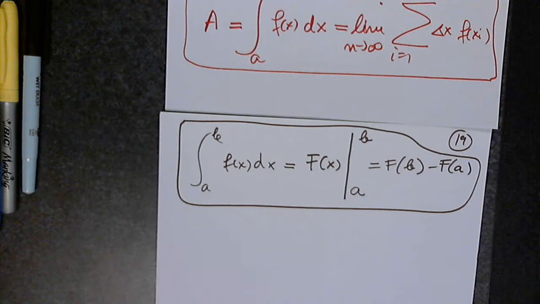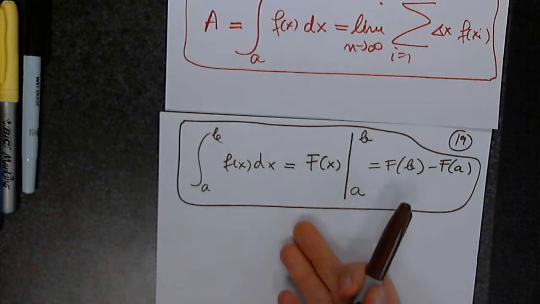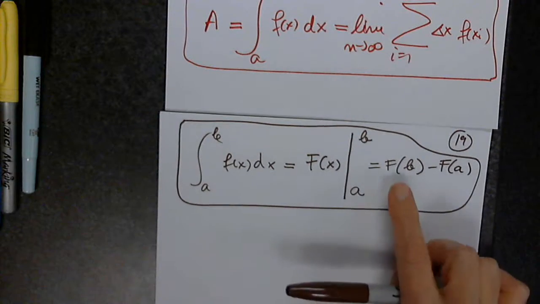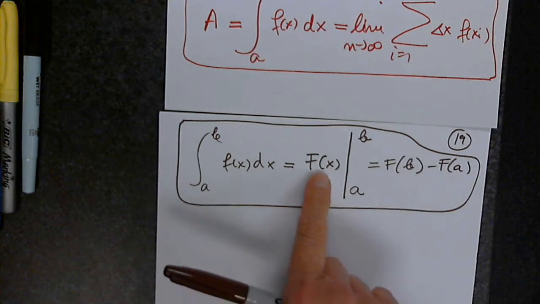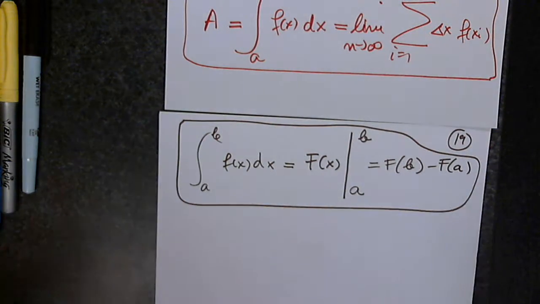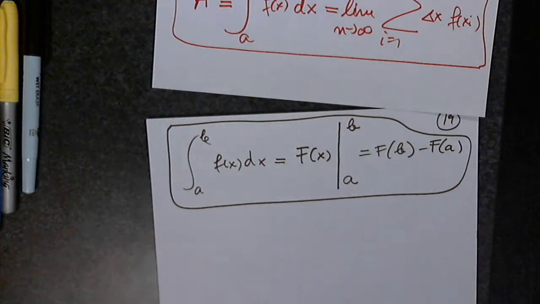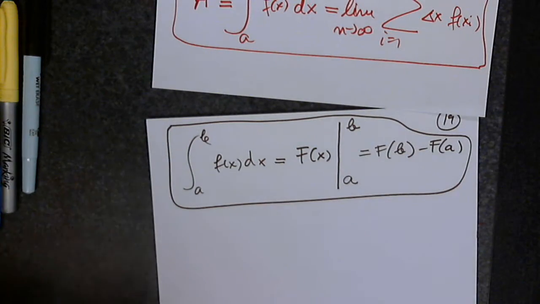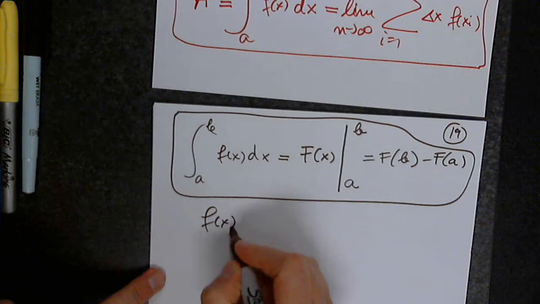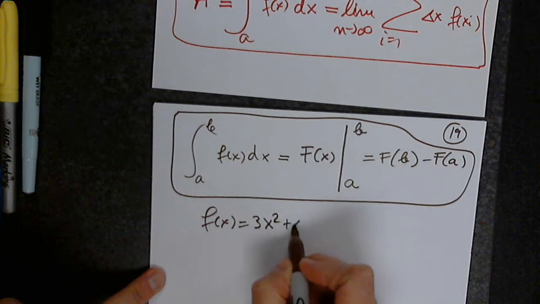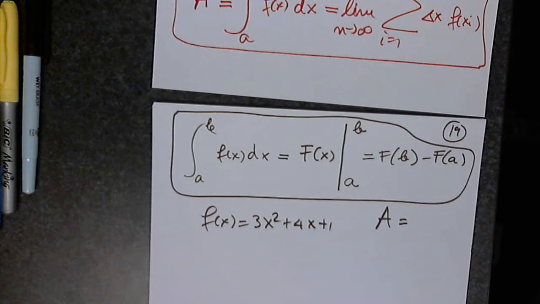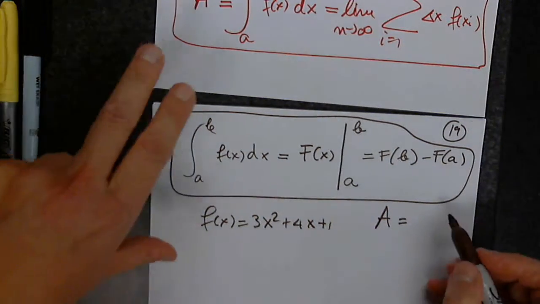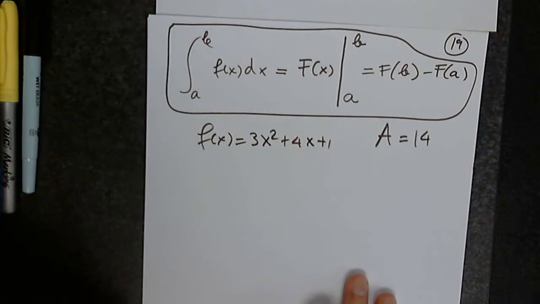The integral from a to b of f of x dx is the antiderivative evaluated at a and b, but subtracted: from the upper limit, subtract the lower limit. So a few minutes ago we chose a function that we made up, 3x squared plus 4x plus 1, and we got that the area was 14, wasn't it? Correct. We want to check that the area is indeed 14.